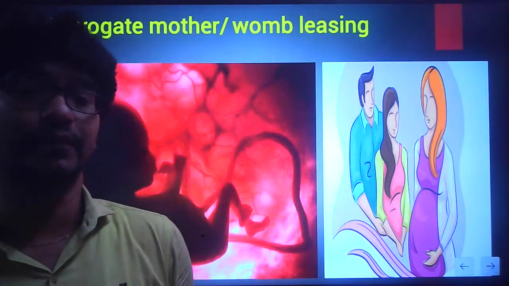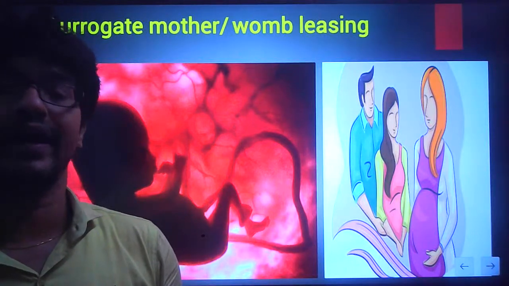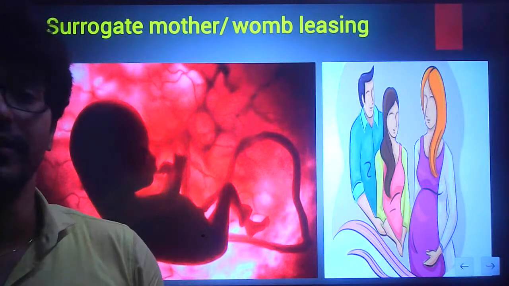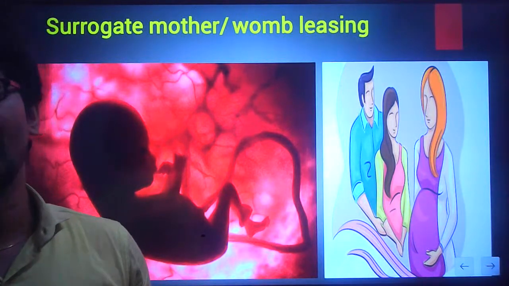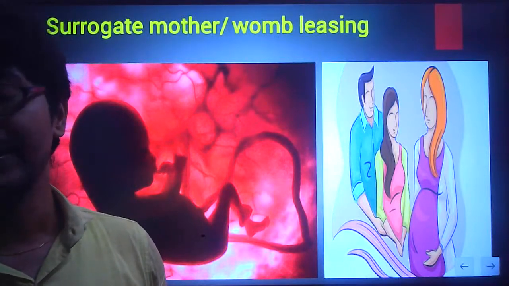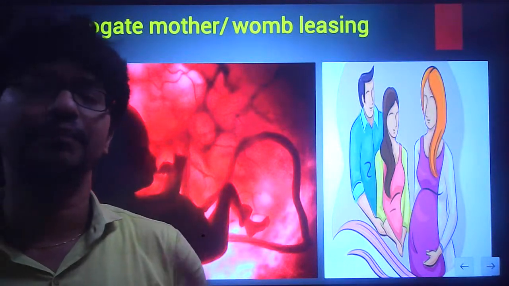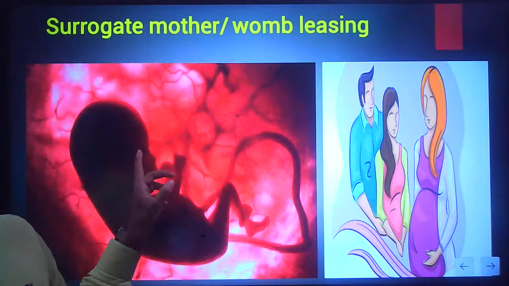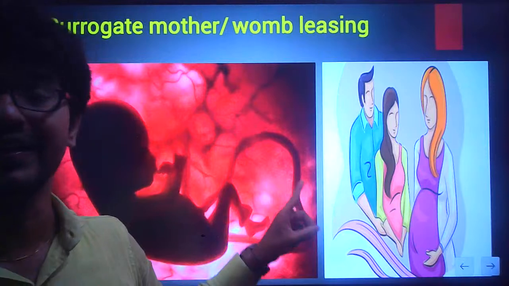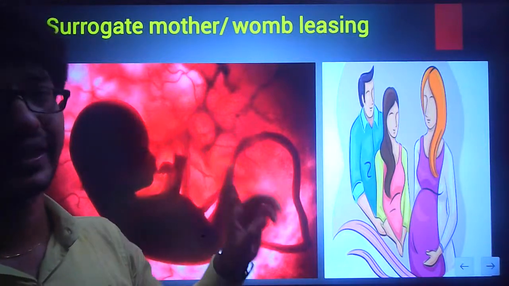Here the wife is having a problem. So what I'm going to do is collect the sperm from the husband, and hire another normal woman, taking the womb of another normal woman. But what is the problem here? The baby will be having the genes of only the father and not of the mother. Are you getting what I'm trying to say?